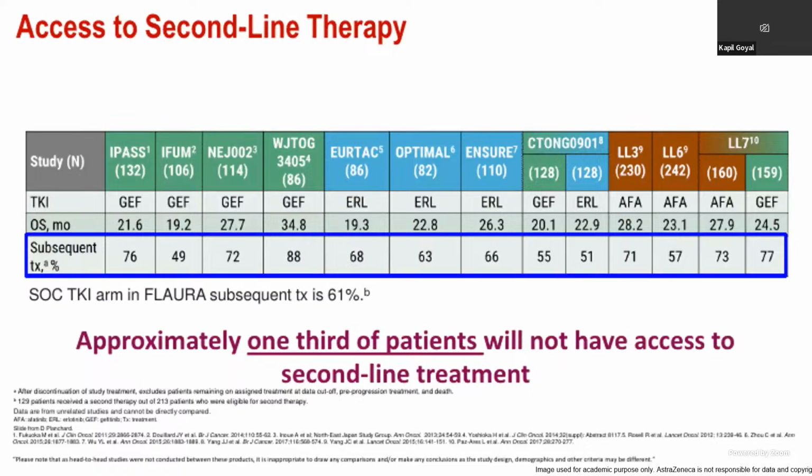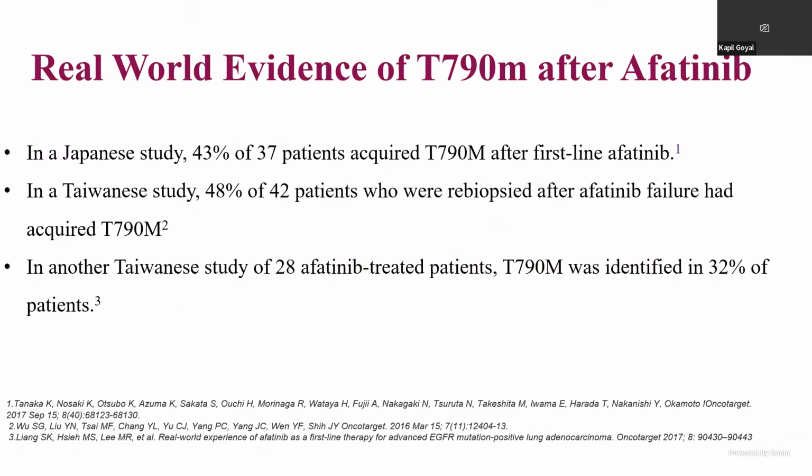There is another study which showed that subsequent treatment was available to only 70 to 80% across trials. In the gefitinib trials, the erlotinib trials, the afatinib trials, only roughly 60 to 70% of the patients were able to receive subsequent treatment. So approximately one third of the patients will not have access to any second line treatment. Hence, it's important that we give osimertinib in the first line itself.